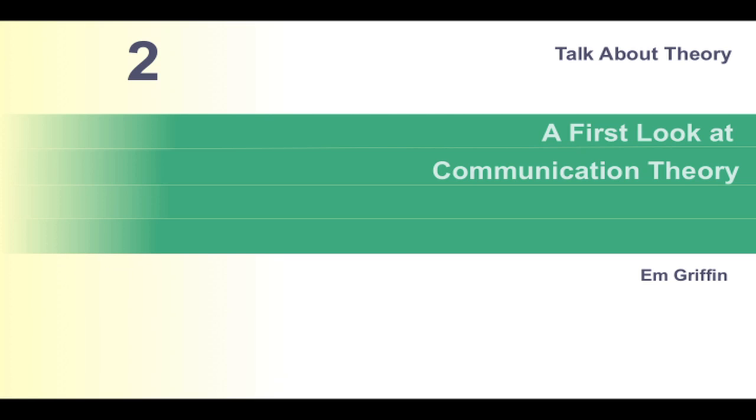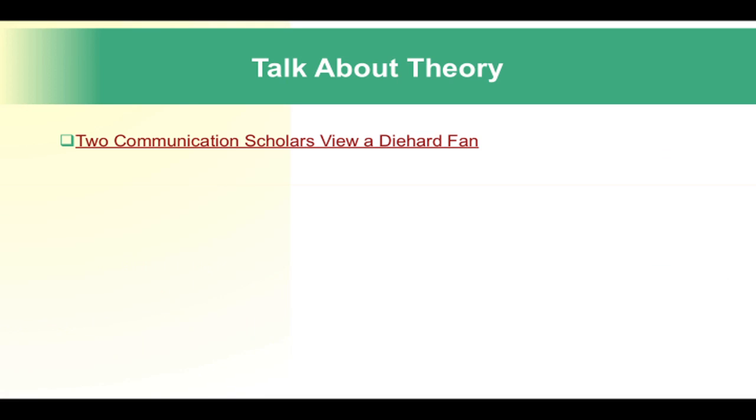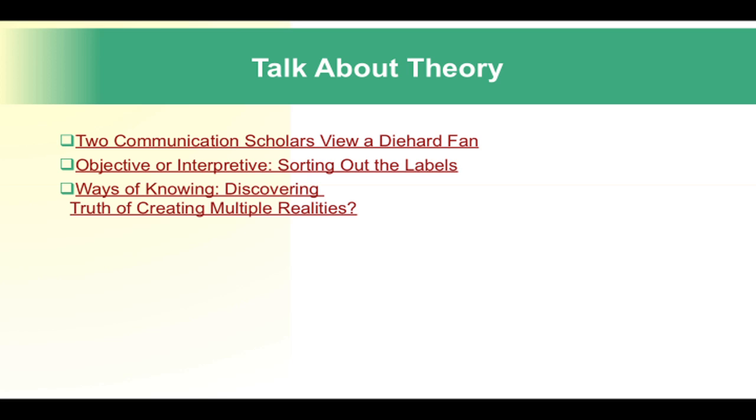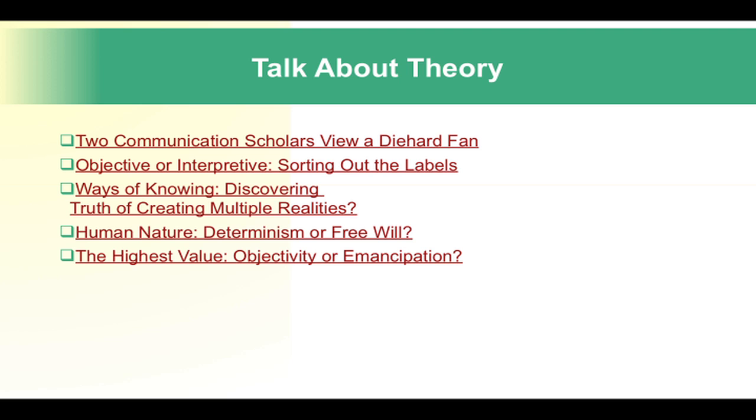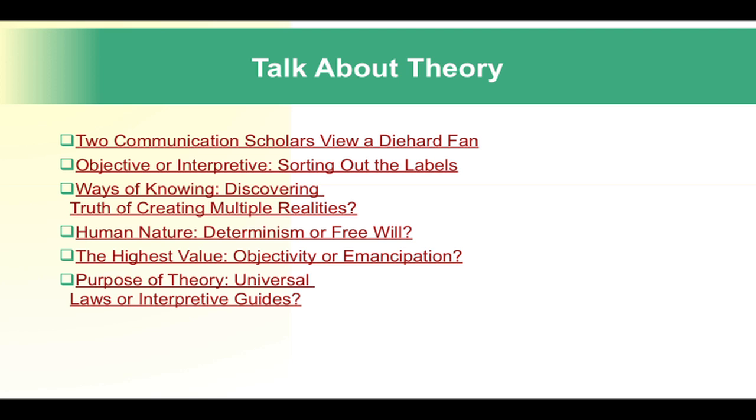Chapter 2, Talk About Theory. So here's where we're going in Chapter 2. Two communication scholars view a diehard fan. Objective or interpretive, sorting out the labels. Ways of knowing, discovering truth or creating multiple realities. Human nature, determinism or free will. The highest value, is it objectivity or emancipation? The purpose of theory, universal laws or interpretive guides.